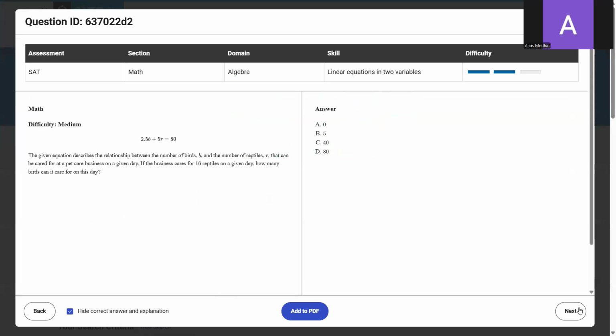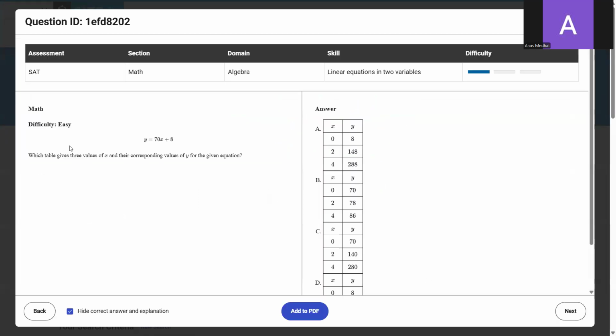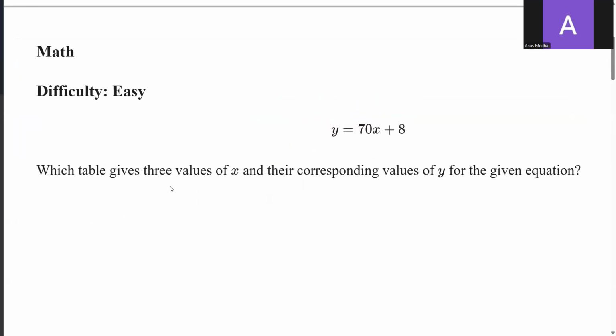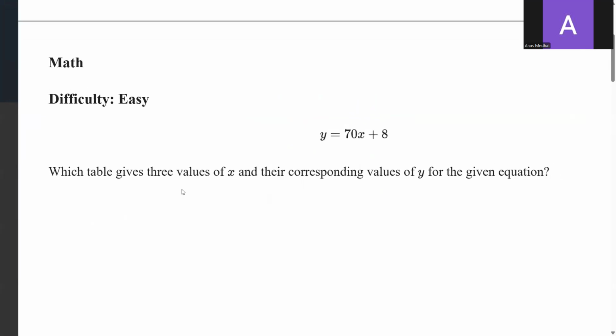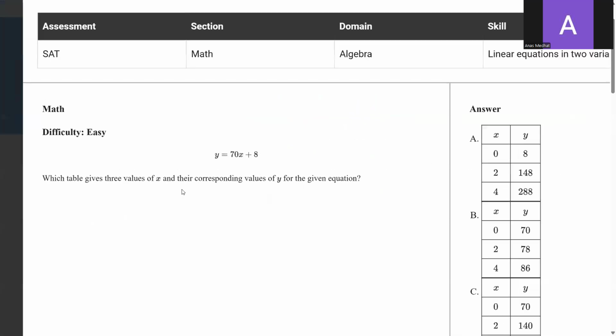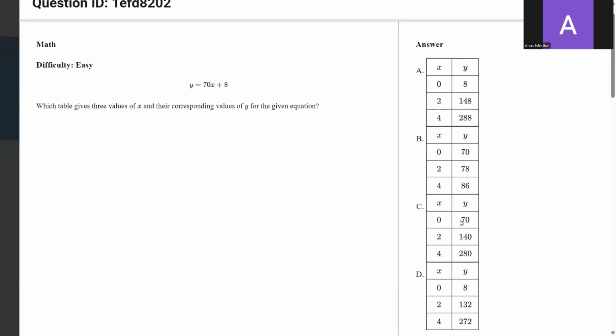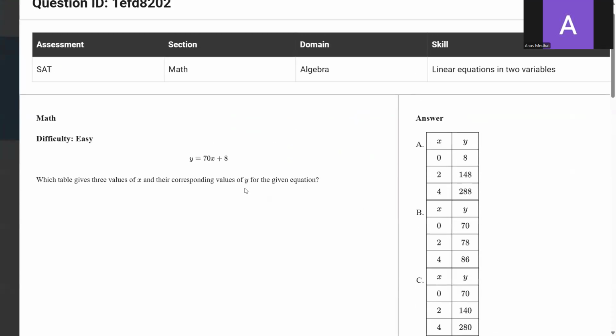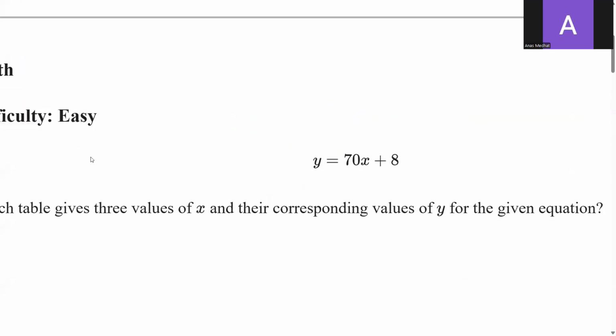Answer is A. Which table gives 3 values of x and their corresponding values of y for the given equation? Let's substitute 0, 2, and 4 and find. If we substitute 0, the answer is A directly.